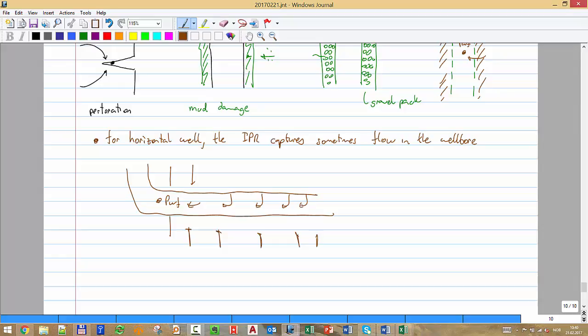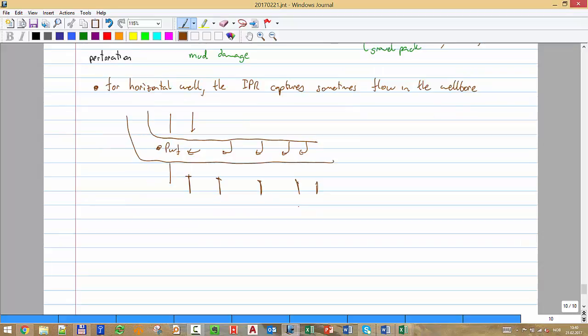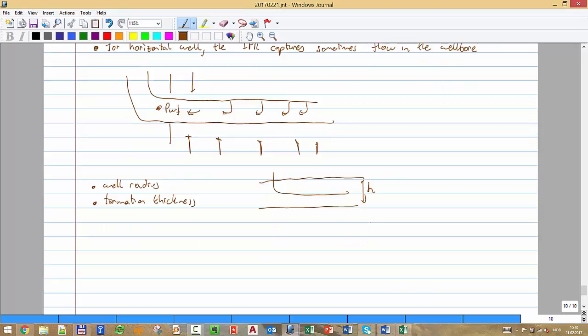What else do we have? Or I forgot. Also, we have the well radius, the wellbore radius. We have the formation thickness. Okay, if we have our well, the thickness, the H, is also included in the IPR or affects the IPR. Then we have the volume average pressure of the drainage area, and that's what we call the reservoir pressure.